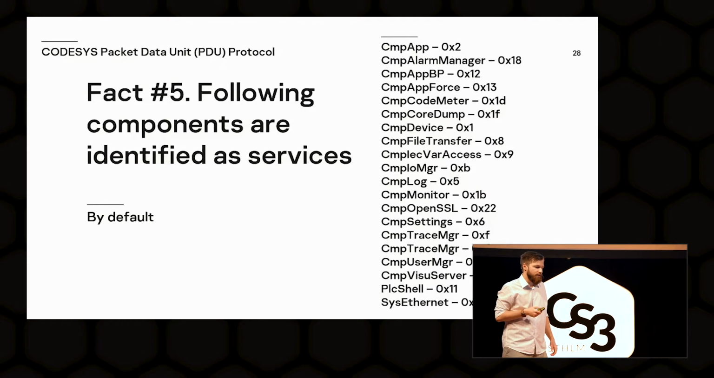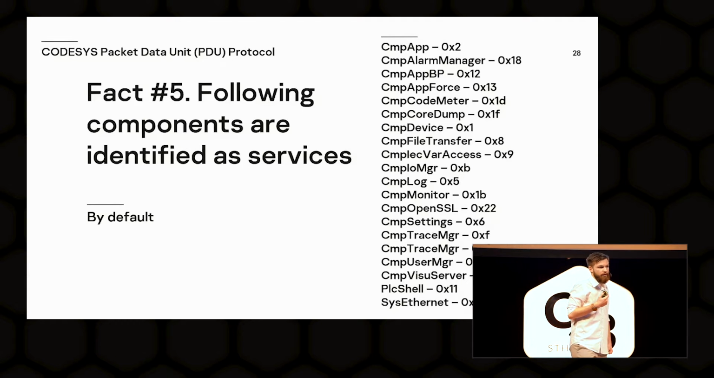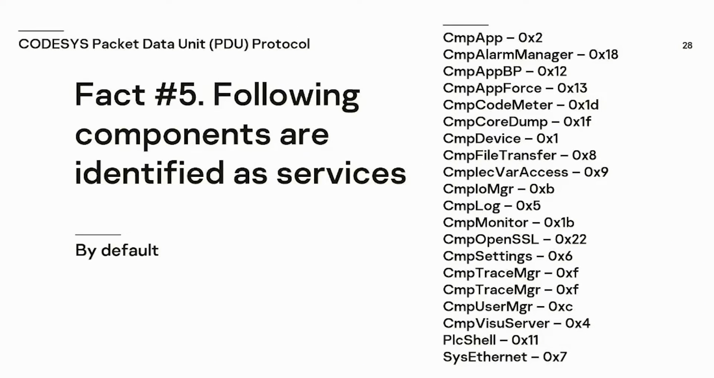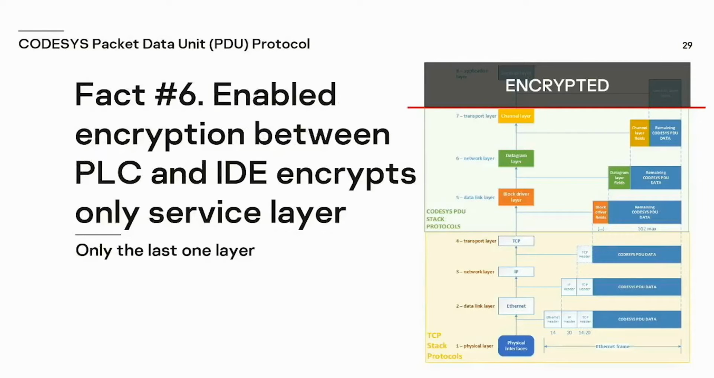Next fact: components are able to register their own handler as a service, and there is one rule, that one component can register only one service at the last layer. If you have used CODESYS Runtime, you saw that the CODESYS development system and CODESYS Runtime can communicate together over an encrypted channel. So how does it work?